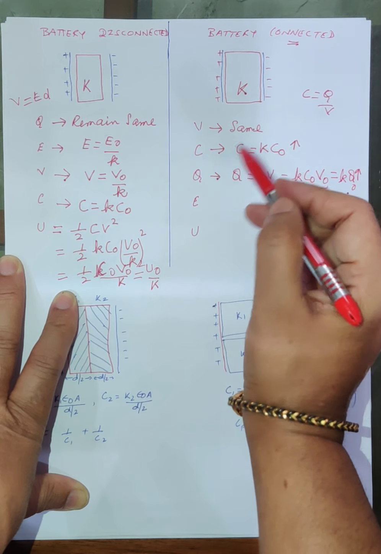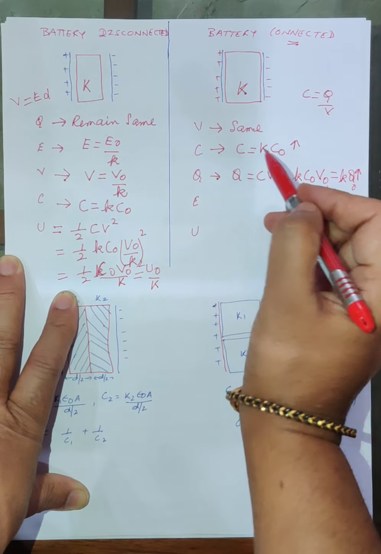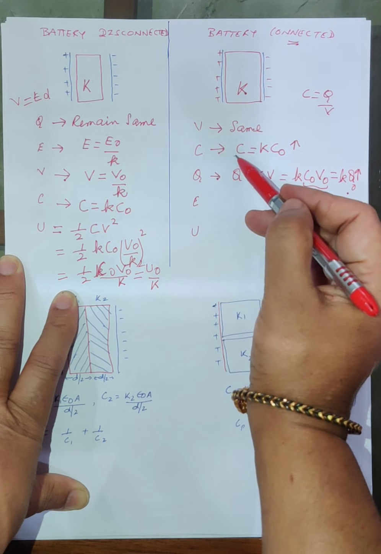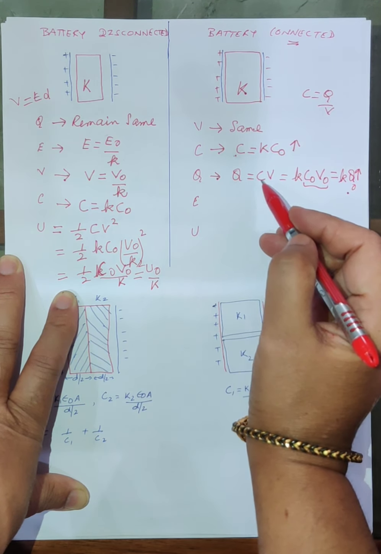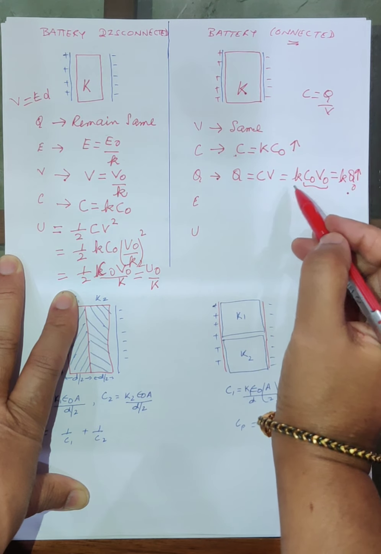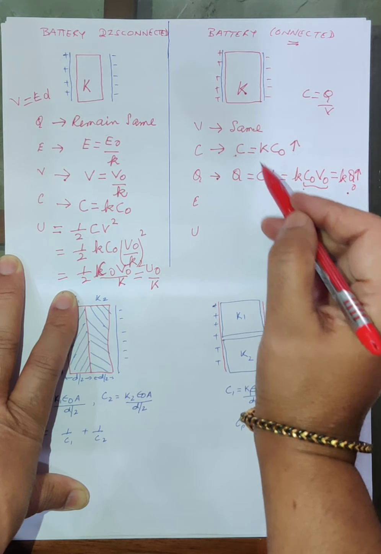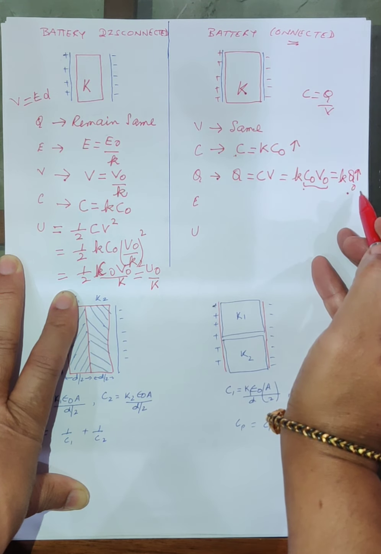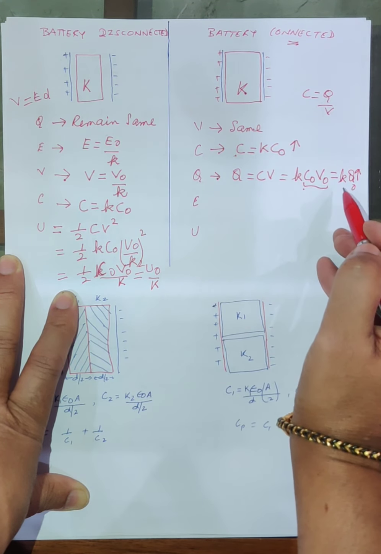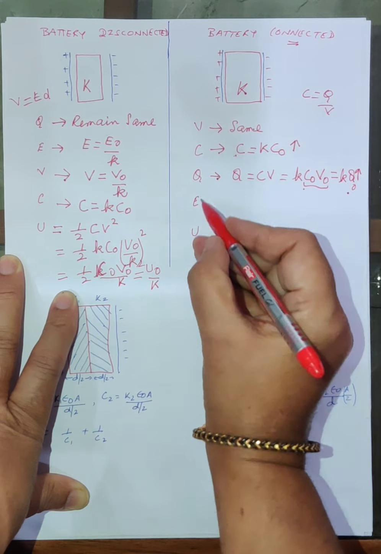So V remains the same. The second part: on inserting the dielectric K, the capacitance always increases. Now what will happen to Q? Now my Q is equal to C into V. What is C? C is K into C naught. And what is V? V is the same, that is, it remains V naught. So C naught V naught is Q naught. So charge will become K times Q naught. So that means my charge will increase.